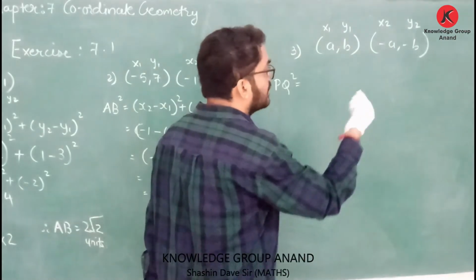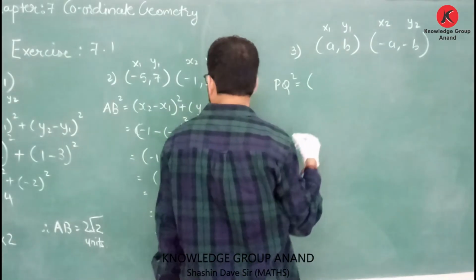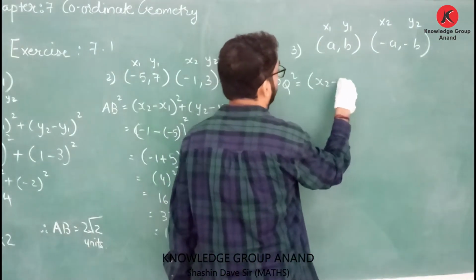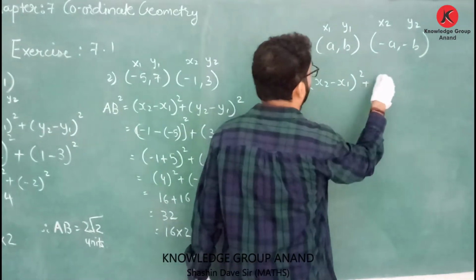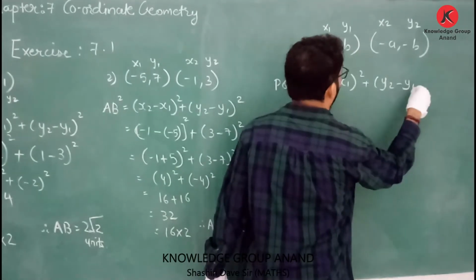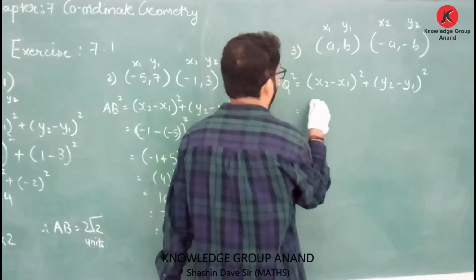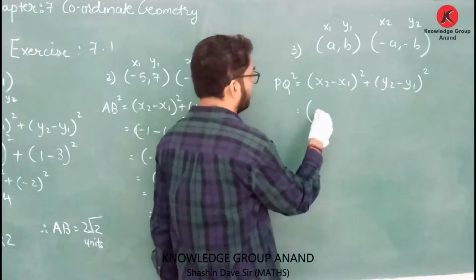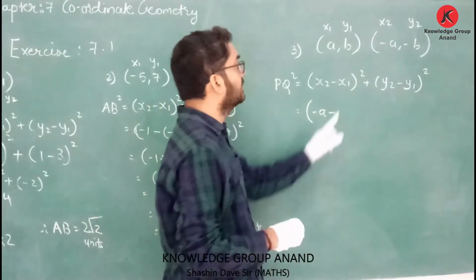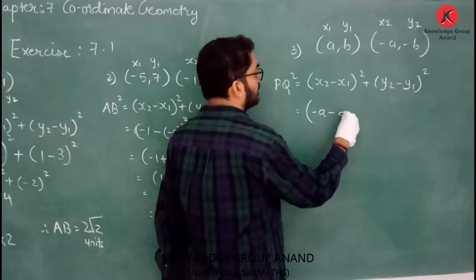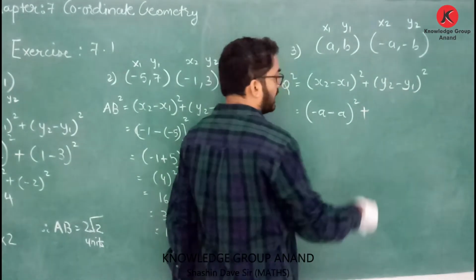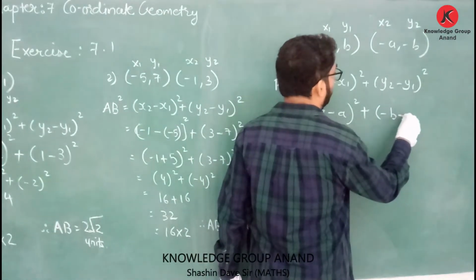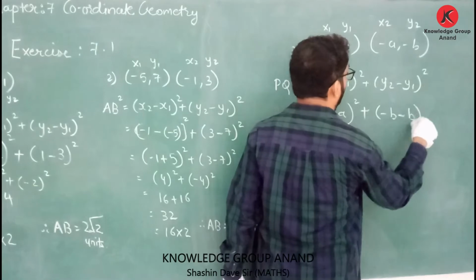will be equal to same logic. What is the formula? जैसे हमने आगे वाले क्वेश्चन में लिया था, x2 minus x1 whole square plus y2 minus y1 whole square. Okay, let us put the values. x2 that is minus a minus x1 is again a, so minus a whole square plus what is y2? y2 is minus b minus what is y1? Is again b whole square.